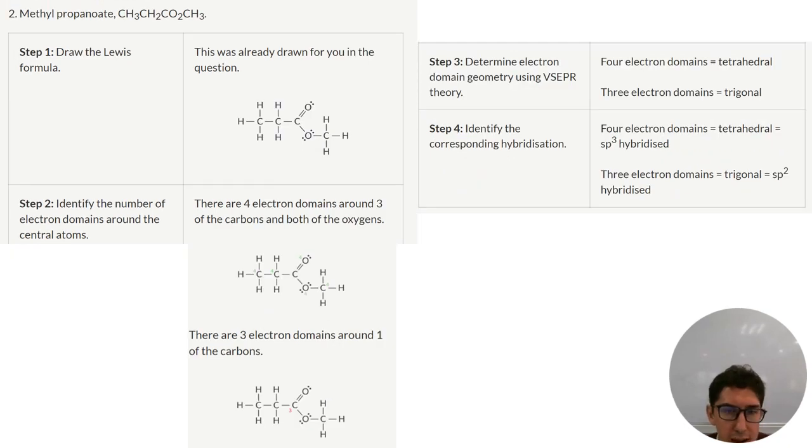Looking at methyl propanoate, we've got 3 sets of carbons which are equivalent. So this carbon, this carbon, and this carbon all have 4 electron domains. This oxygen also has 4 electron domains. This one is missing on the diagram, but it should have 4 electron domains as well. So you've got 4, 4, 4, and this one should have 3. Okay, so you can see that 4 is tetrahedral, sp3 hybridization. Anything which is 3 is trigonal planar, sp2 hybridization.